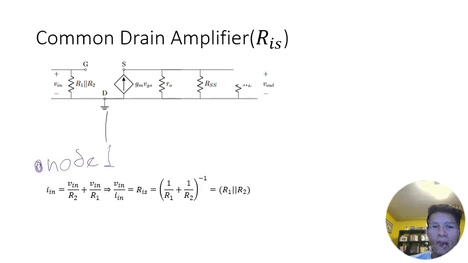Okay, so now we got our final parameter. You didn't really need to do an IXVX test because in this particular case, you can just look at the input resistance as just R1 in parallel to R2.